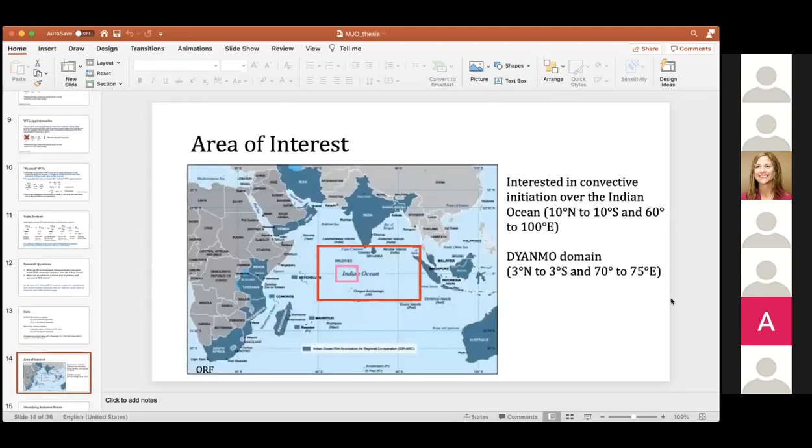Just to make sure everybody's acquainted with the area of interest, the first square, the larger red one, is our domain. That's our Indian Ocean domain that we're going to be averaging over and are interested in. This is 10 north to 10 south latitude from 60 to 100 degrees east longitude. You can also see a smaller pink square, which represents our DYNAMO domain, roughly 3 degrees north to 3 degrees south from 70 to 75 degrees east. I'll talk a little bit more about DYNAMO in the later slides.